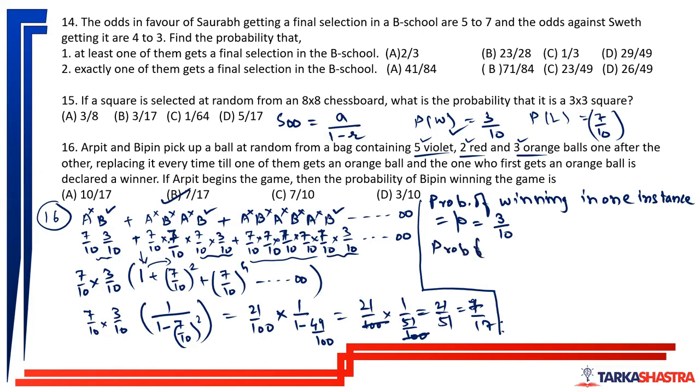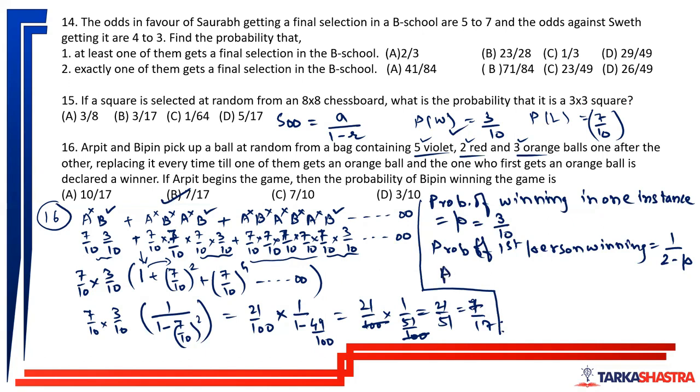Probability of the first person winning is 1 upon 2 minus p. Okay, this is the shortcut. Right, probability of the first person winning is 1 upon 2 minus p. This condition can be applied only when two persons are playing, and the probability of the first person winning is 1 upon 2 minus p.